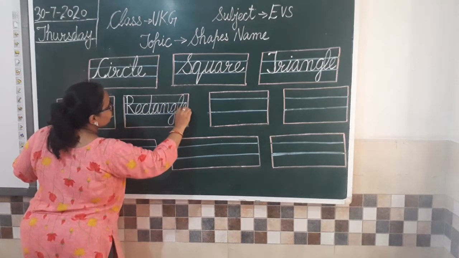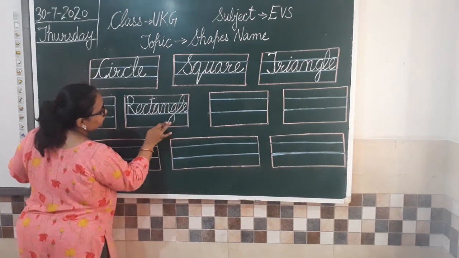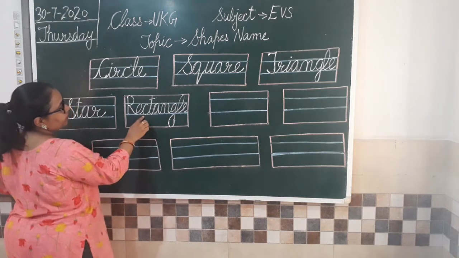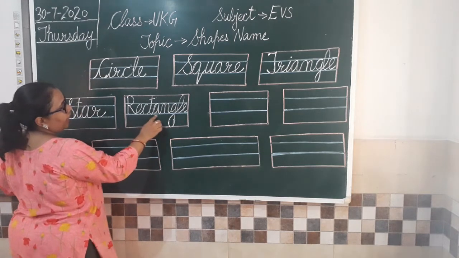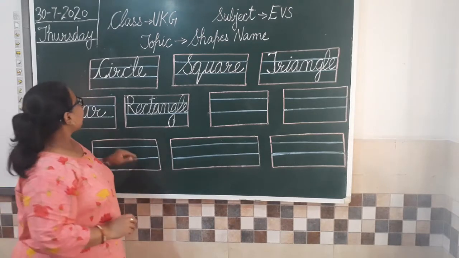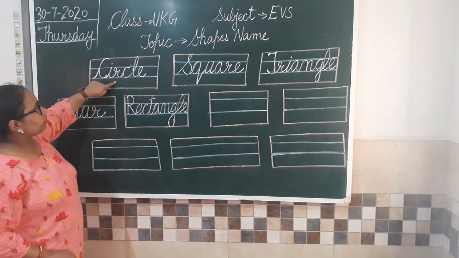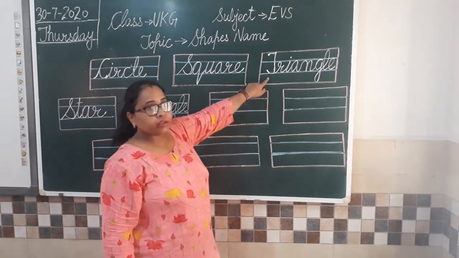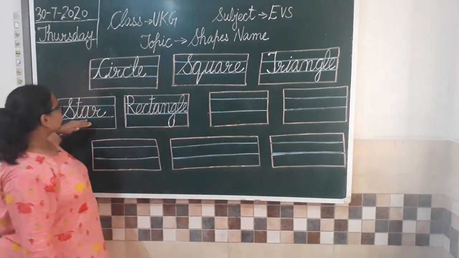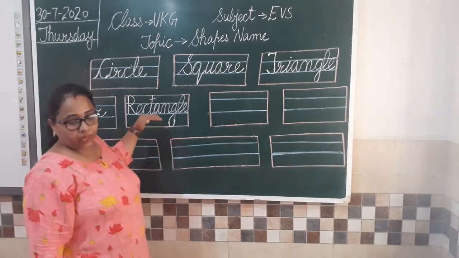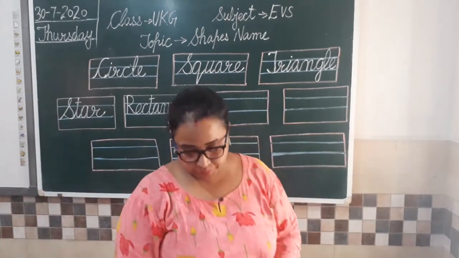G-L-E. So this is rectangle. R-E-C-T, rectangle. Clear all? So we have written circle, square, triangle. Then we have learned star, and this is rectangle. Okay. Now moving to the next shape.